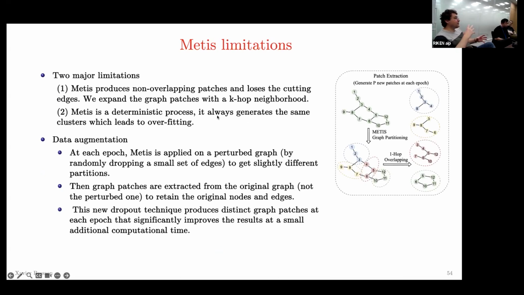And remember, you need to do data augmentation. It's easy to solve the first problem: you just extract by k-hop, expand by k-hop. And for the deterministic one, you perturb your graph a little bit, apply Metis, get the clusters, and then use the original topological graph. And it works very, very well.